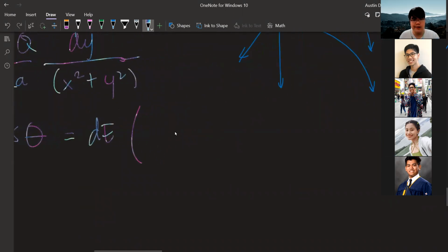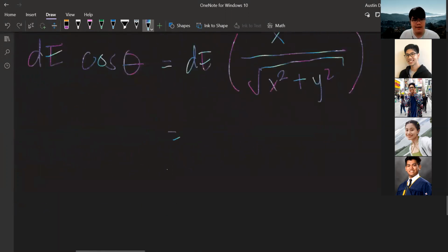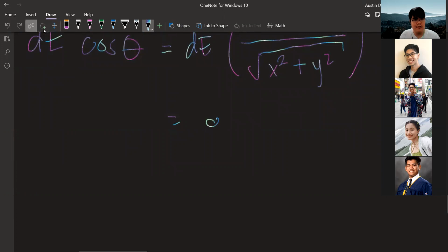X over r. So x over, what is r? Square root of x squared plus y squared. X over r. Okay? So, combining these two, I still can't change colors. Wait lang. Okay. Combining these two, ayan, nakapagpalit na ako ng color.